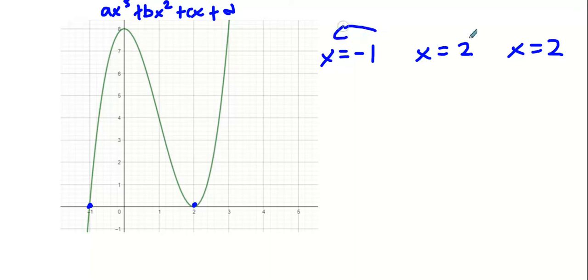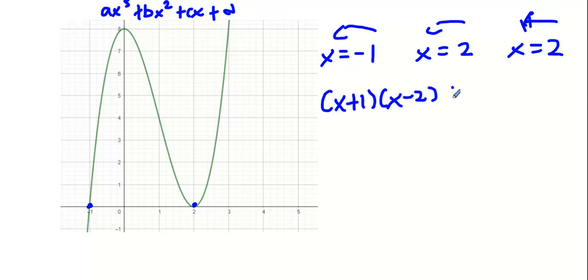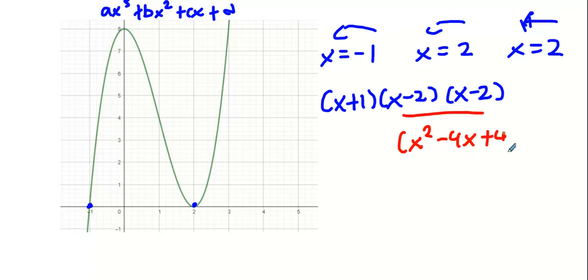Then you bring it over to your side, and you create 3 factors: x plus 1, x minus 2, x minus 2. And now you multiply these out. You multiply these out, you're going to get x squared minus 4x plus 4.